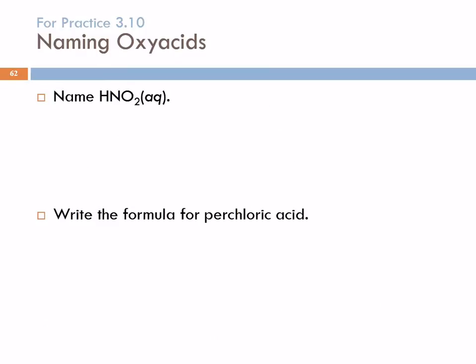So let's name HNO2, aqueous. We look at this, we see hydrogen at the beginning. We think, oh, this is probably an acid. We see aqueous, it's dissolved in water. Yeah, we're going to name this as an acid. Then we look for oxygen. If there's oxygen in the compound, then we need to name it as an oxyanion.